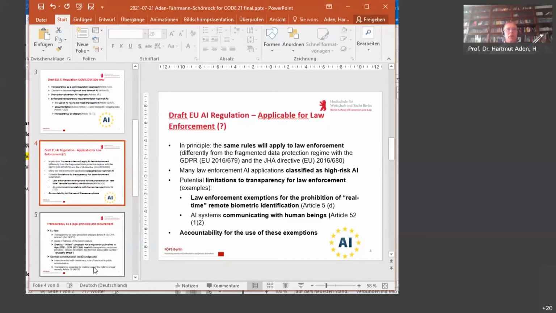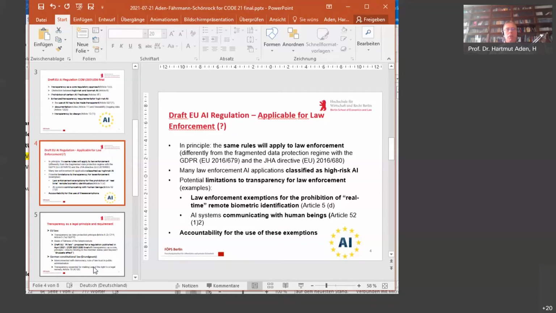If we look at the draft EU regulation, we have to keep in mind that on the one hand, most of the policing applications are classified as high-risk AI, so there will be higher thresholds, but there are also some limitations to transparency that are already foreseen in the draft regulation. So, for example, usually it would be prohibited to use real-time remote biometric identification, or AI systems communicating with human beings have to be made transparent in a specific way. But then we also find exemptions for law enforcement. This is the usual way; we know that from numerous different kinds of regulation.